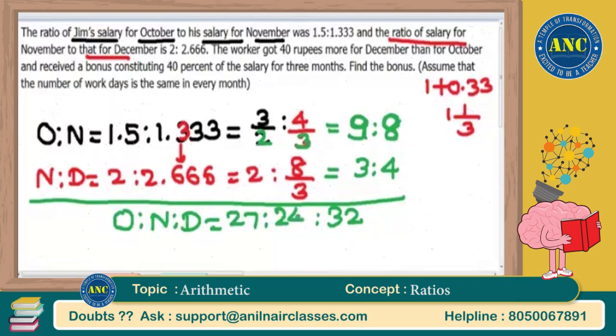8 into 3 is 24. That means according to ratio, October salary is 27, November salary is 24, December salary is 32. Now please read the next statement. Until that, please do not read it, sir.